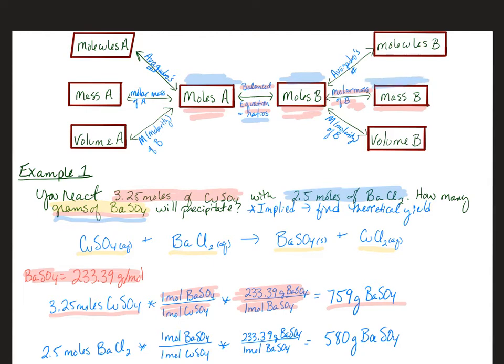Okay, that's completely possible. So we start with the fact that we have 2.5 moles of BaCl2. We go to 1 mole of BaSO4 for every 1 mole of BaCl2, and then convert that to grams, and that's our answer. Now, in this case, we get less BaSO4 when we're using BaCl2.